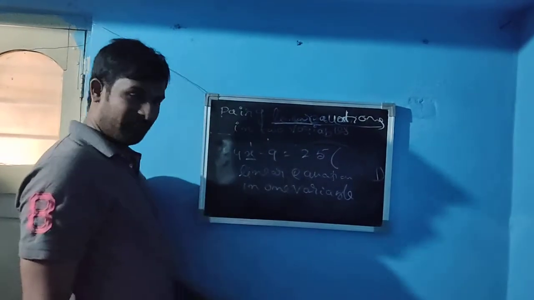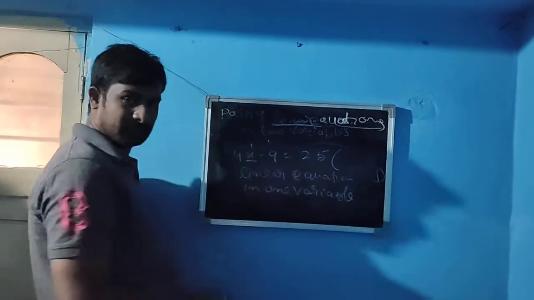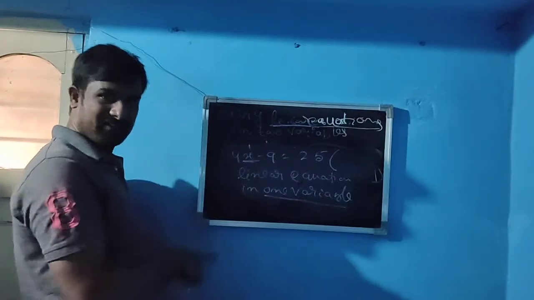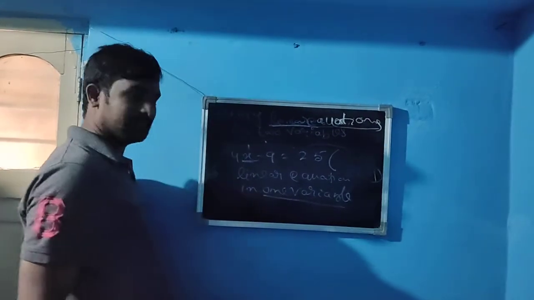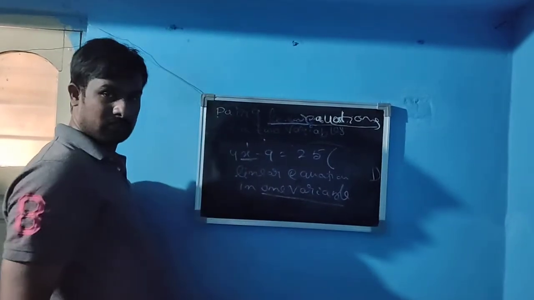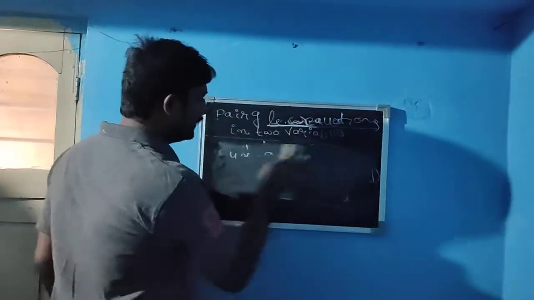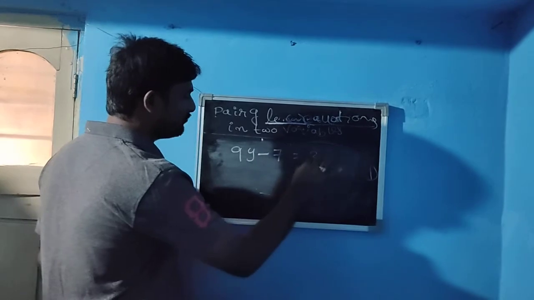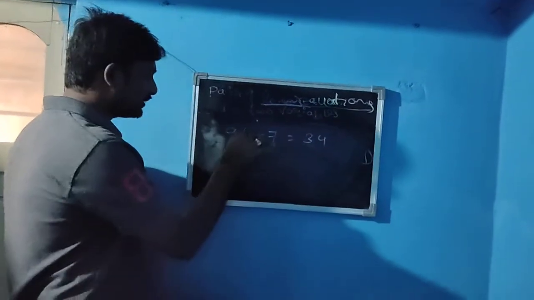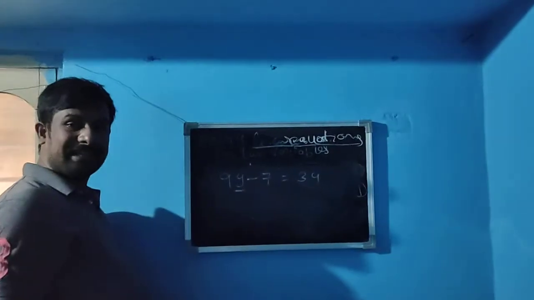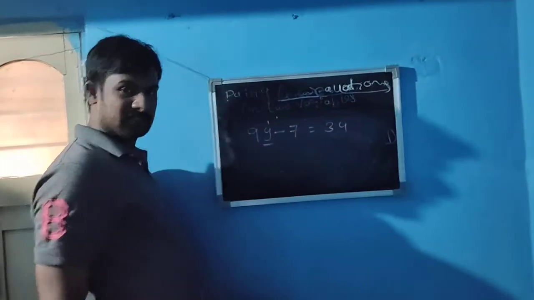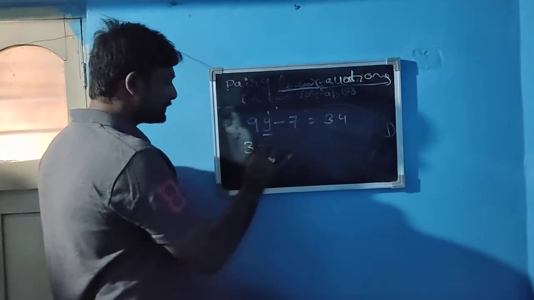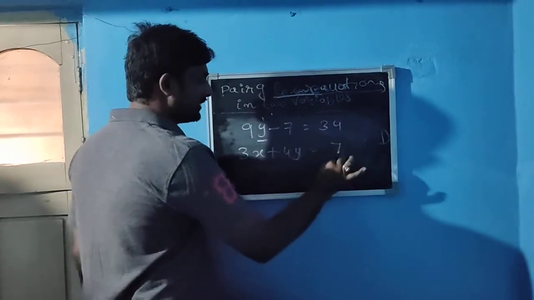4x minus 9 is equal to 25. In this one, this is called a linear equation because the degree is 1. But here how many variables are present in this equation? Only one variable is present. That's why this is called a linear equation in one variable. Suppose here 9y minus 7 is equal to 34. In this the degree is 1 and only one variable is present. This is also called a linear equation in one variable.